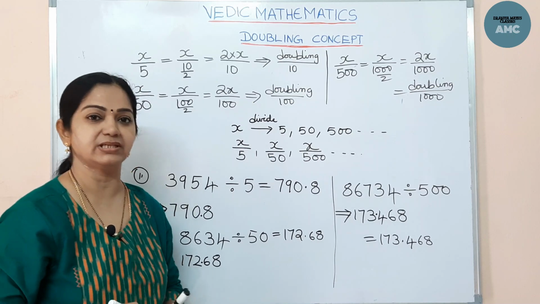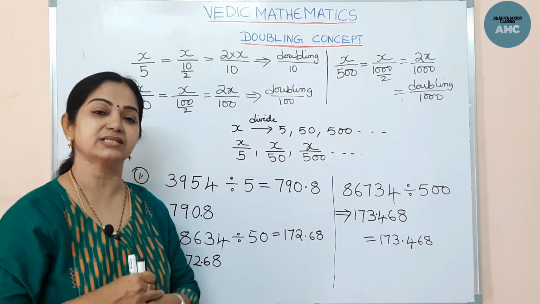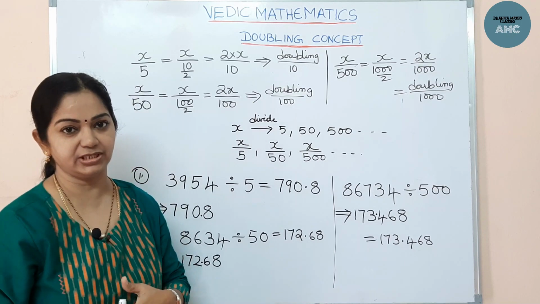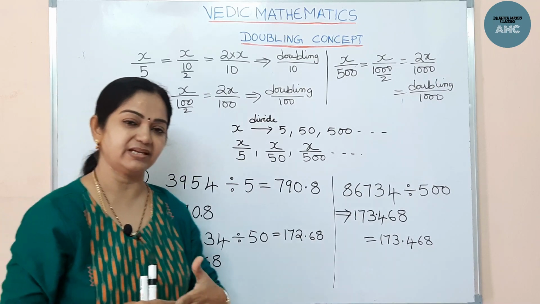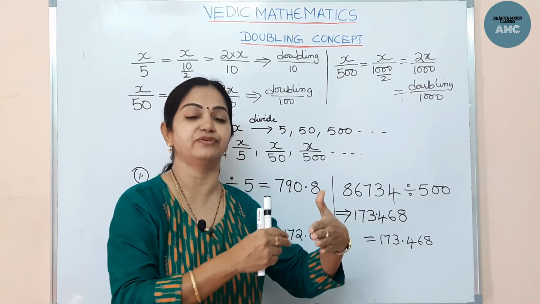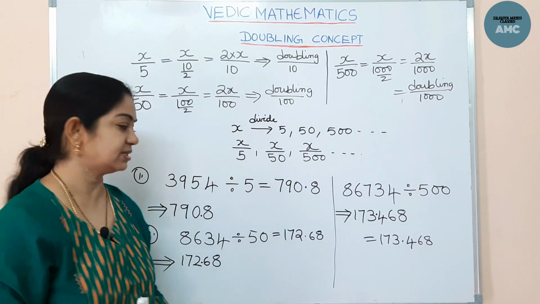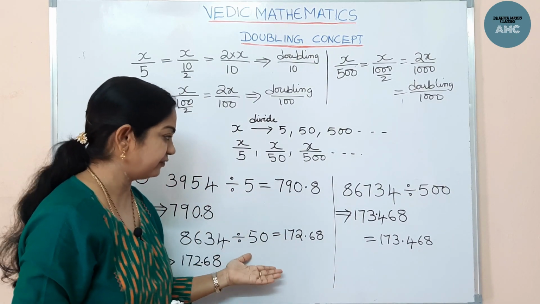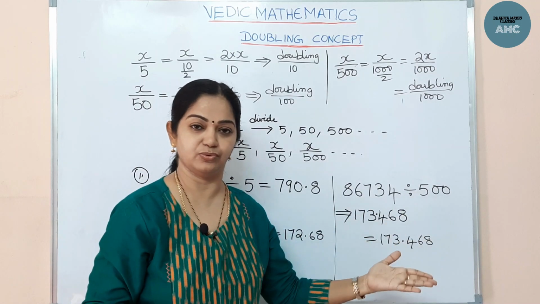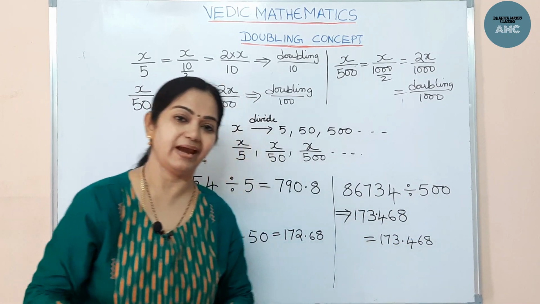So these are the benefits of doubling. This is a specific technique in multiplication. Specific techniques are those that we use only for a few kinds of numbers. So we are using the doubling concept for 5, 50, 500 and so on. So with this we will end this technique.